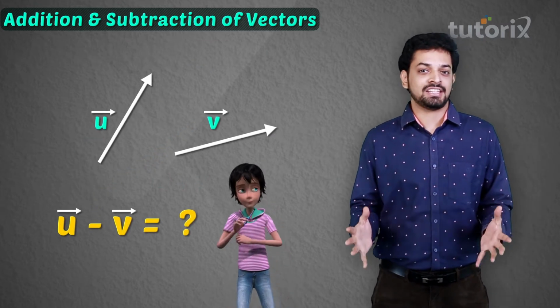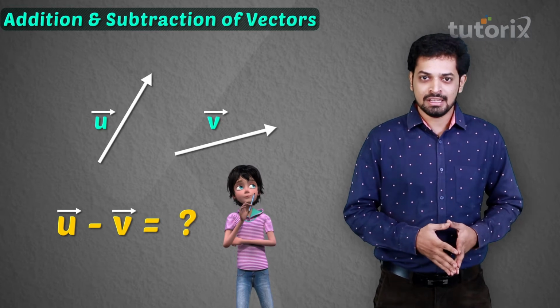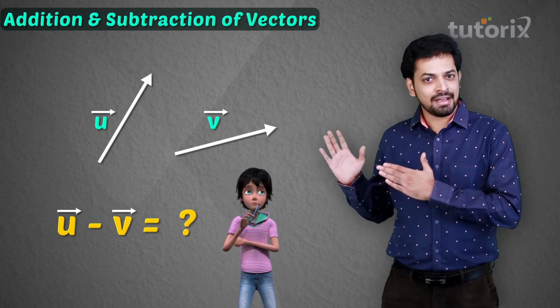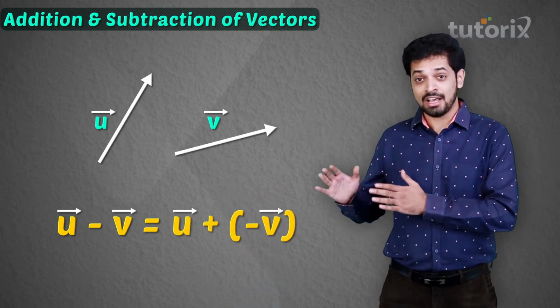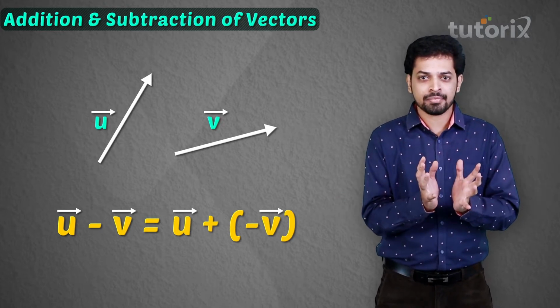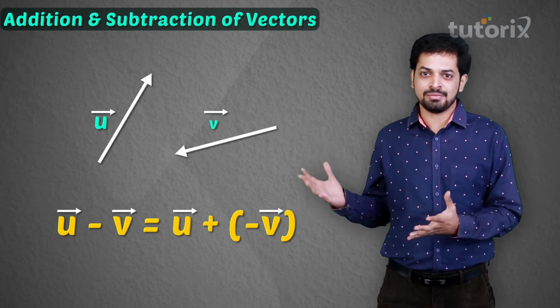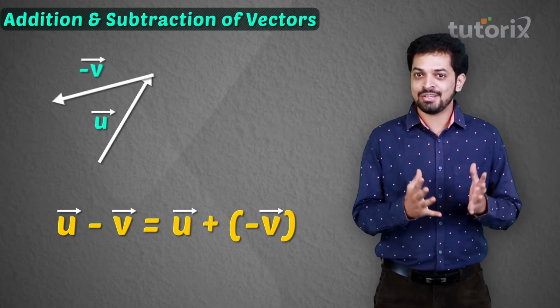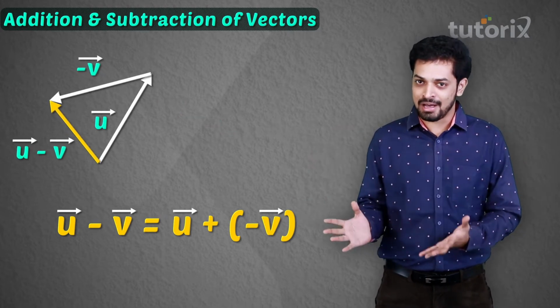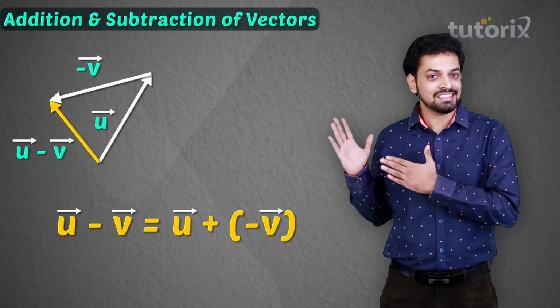And then what about subtraction, U bar minus V bar? Well, for subtraction, U bar minus V bar is written as U bar plus minus V bar. And then we know how to find minus V bar, right? You just have to change the direction of V bar to get minus V bar. And then you have to add U bar and minus V bar. And then you'll get U bar minus V bar.